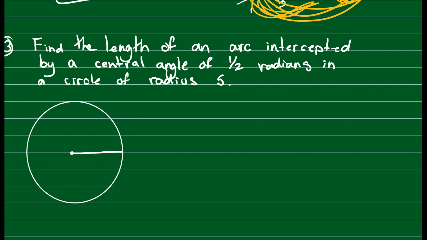Ooh, this is an interesting problem. I want you to find the length of the arc intercepted by a central angle of half a radian in a circle of radius 5. What is this even asking? Well, here, I show you. It's saying that we have a circle and the radius happens to be 5. All right, so it's saying, well, half a radian.